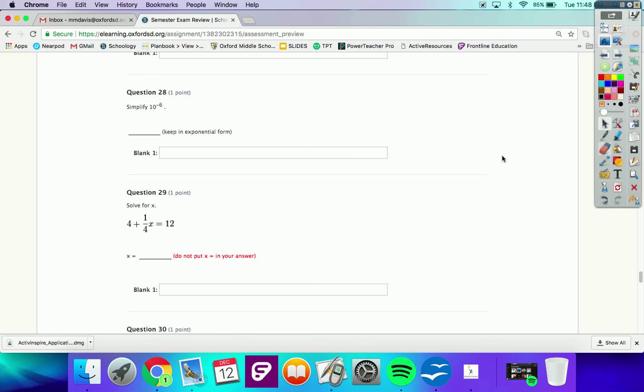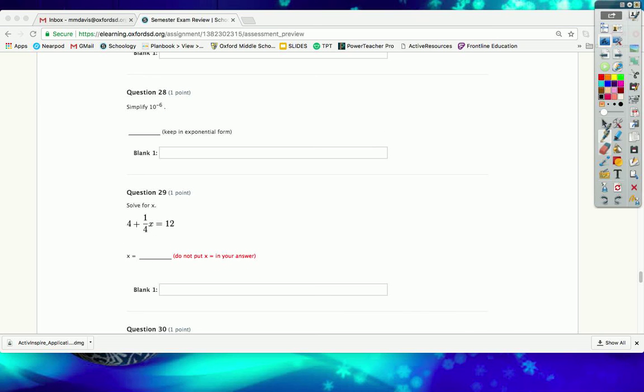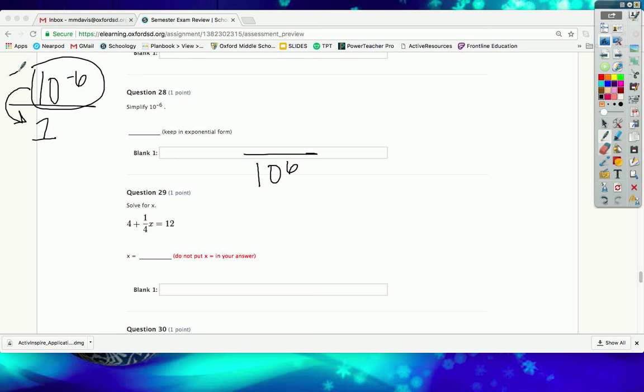Number 28 is giving you a negative exponent and saying simplify. That's because you need to remember how to make an exponent positive. If it is negative in technically the numerator of a fraction, we need to move 10 to the negative 6 to the denominator to become 10 to the positive 6. But since nothing's left up top, there is a 1 placeholder. So it is 1 over 10 to the 6. 1 divided by 10 caret 6.